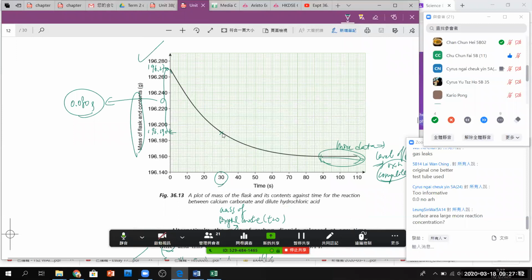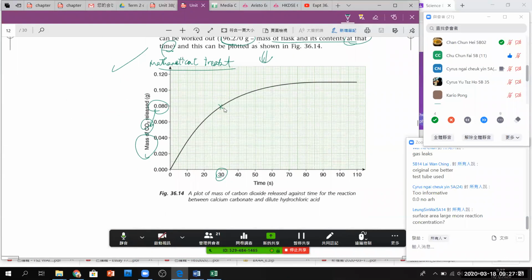Suppose at 30 seconds we have got a drop of 0.08 gram of the mass, which means it is carbon dioxide, and I put it across here. And I do the same thing and collect so many data, and I draw the graph like this. So we will say that these two graphs are just complementary to one another. Can you get my point?